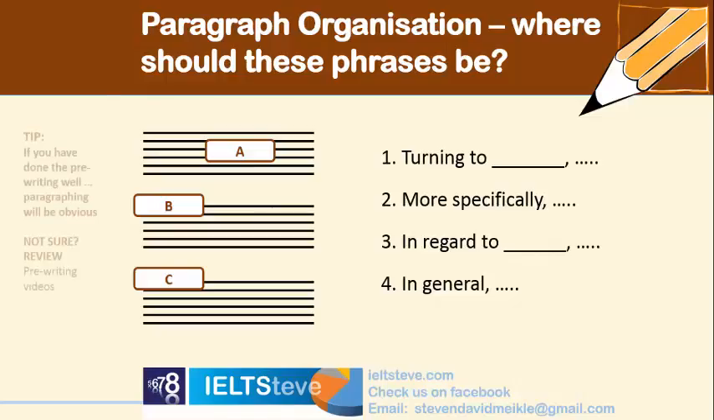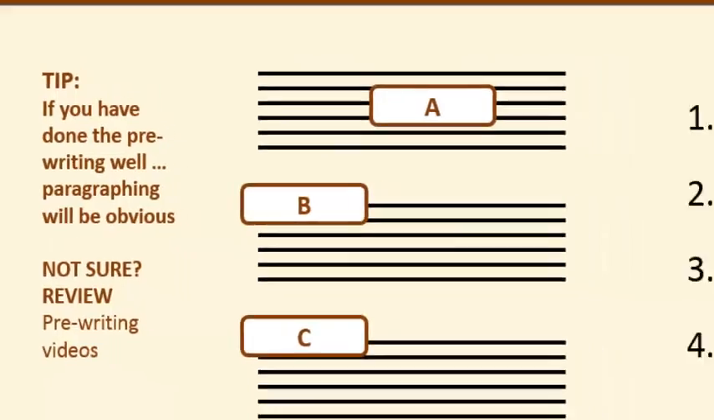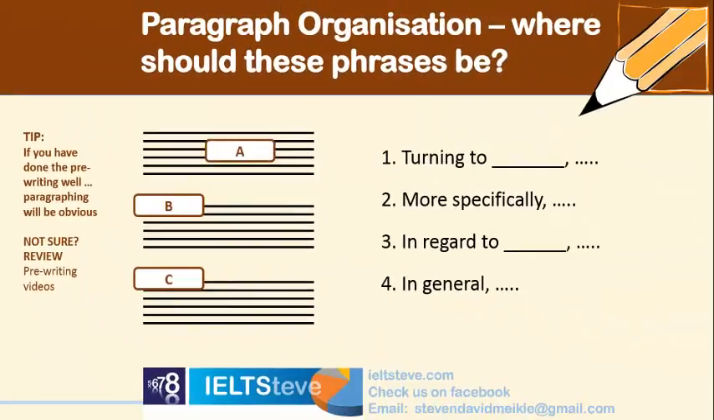So one thing to remember too is if you've done the pre-writing well, the paragraphing will be obvious. What to write in B and C will be obvious. If you're not sure about though, make sure you go back and have a look at the pre-writing videos that we've already done in the previous video lessons.